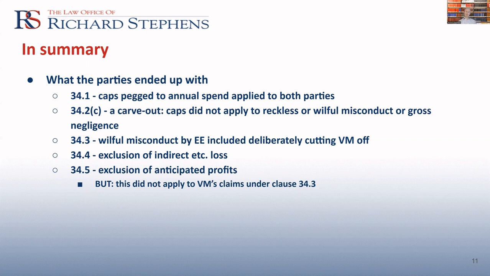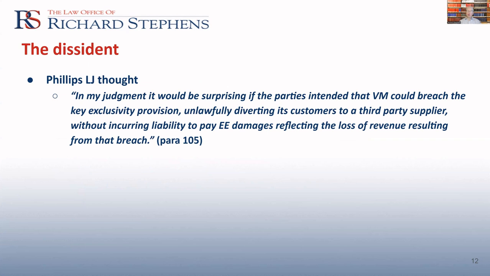Now, as a plot spoiler, the trial judge said that Virgin Mobile could indeed hide behind the exclusion of loss of profits to defeat the claim by EE. And in the Court of Appeal, as a further plot spoiler, they won again, but by the skin of their teeth, 2-1.